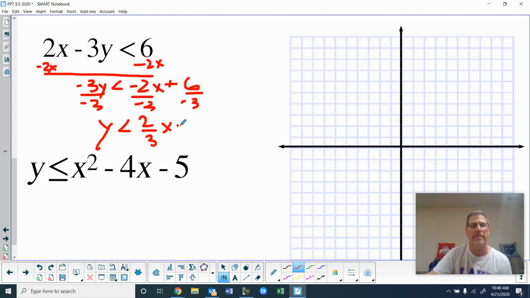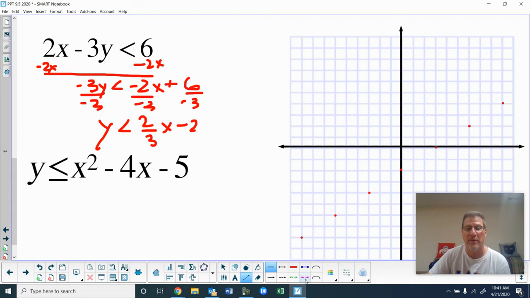x minus 2. All right, so negative 2 is my y-intercept. Up 2 and over 3 is my slope. Again, if you went down 2 and go left 3, you get a positive. 2 negatives make a positive. Okay, it's just less than, so we're back to a dashed line. So we'll use our dashed one.